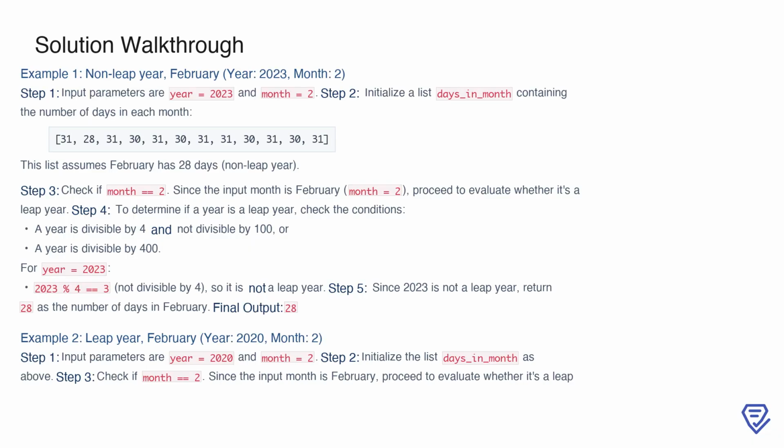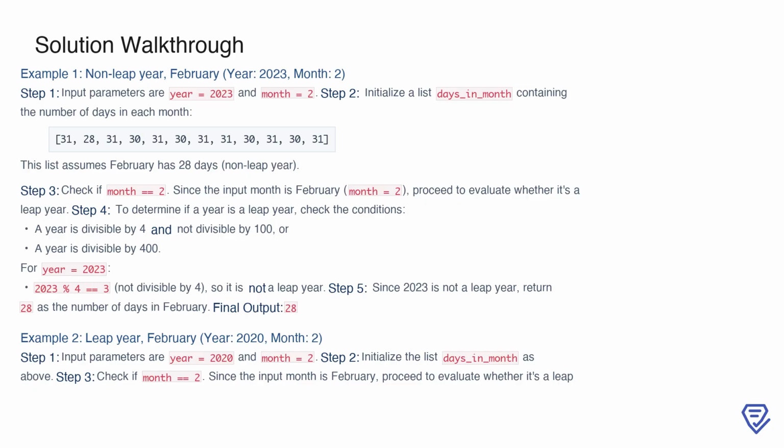To solve this problem, let's start by considering a non-leap year scenario with February as the input month. For example, the year is 2023 and the month is February, represented as year equals 2023 and month equals 2. First, we initialize a list called days_in_month that contains the number of days in each month of a non-leap year.